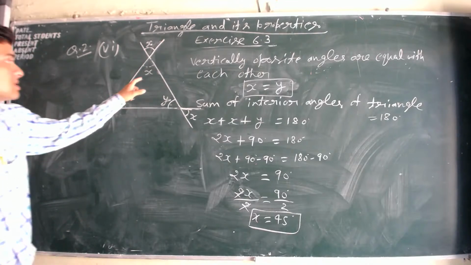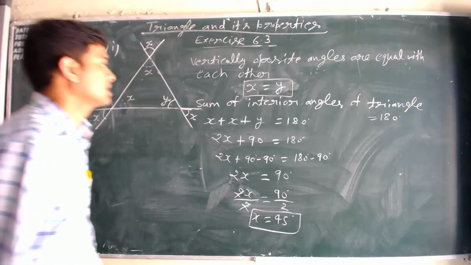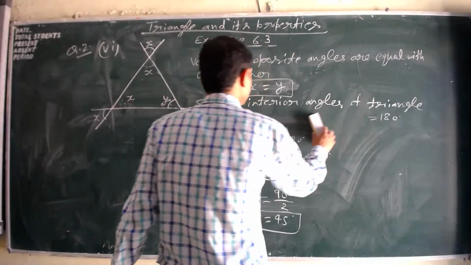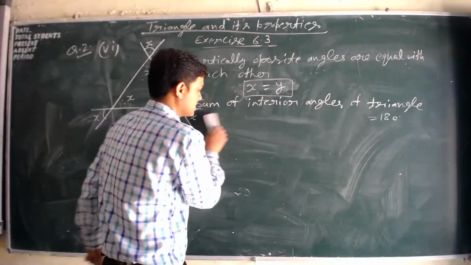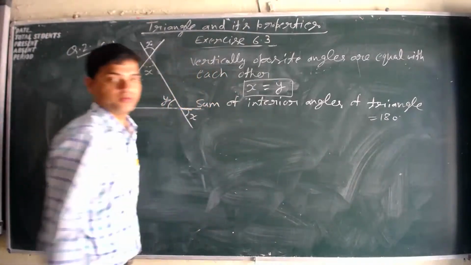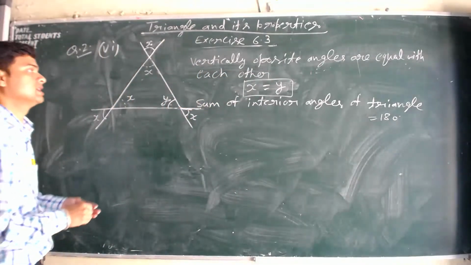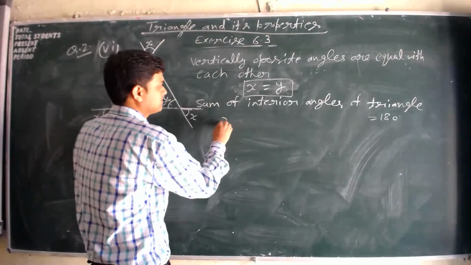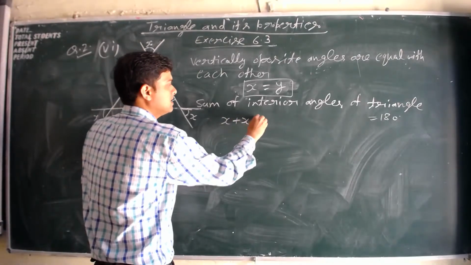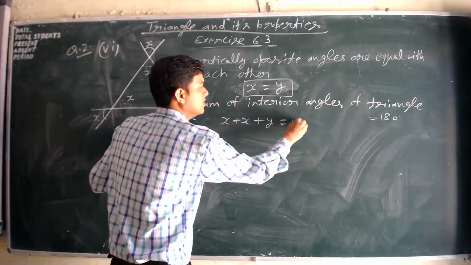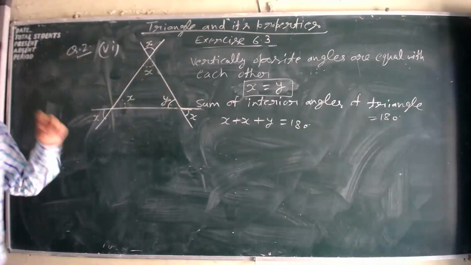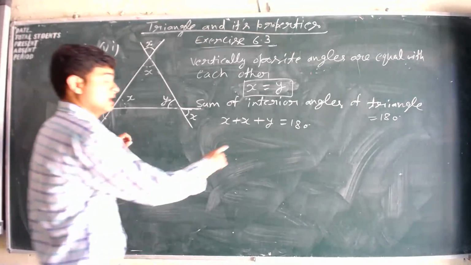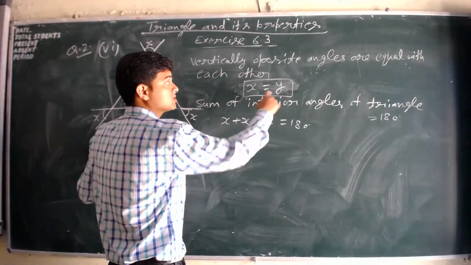Now the sum of these three angles. These three are the interior angles of a triangle. So the sum of these three angles is equal to 180 degrees. It means x plus x plus y is equal to 180 degrees. ये मैंने statement लिख दी है. Okay, 180 degrees. Now the value of y should be equal to x.